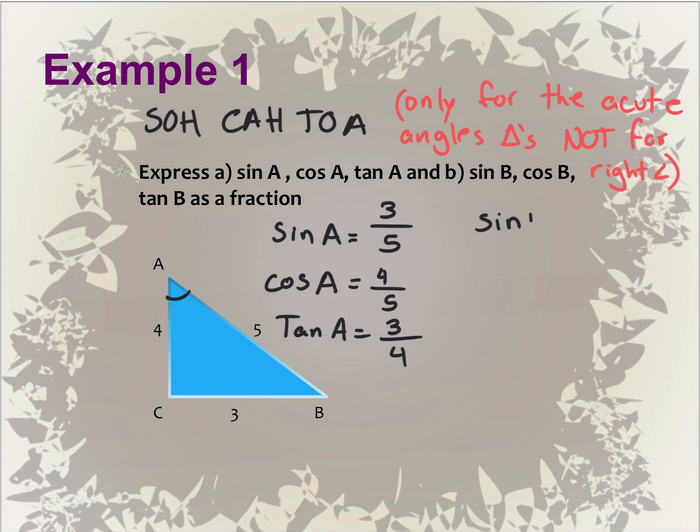Now for sine B, it's going to be opposite from B. Let me do it in a different color. The opposite is going to be 4, hypotenuse is going to be 5. For the cosine of B, it's going to be adjacent, so 3 over hypotenuse 5. And tangent is opposite, so 4 over adjacent, which is 3.